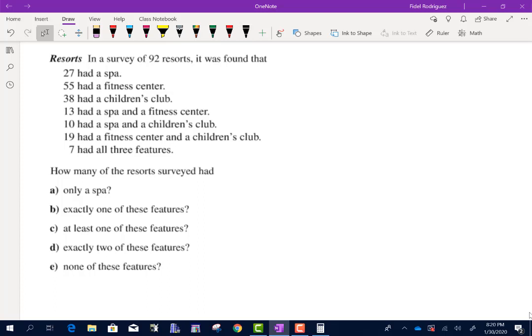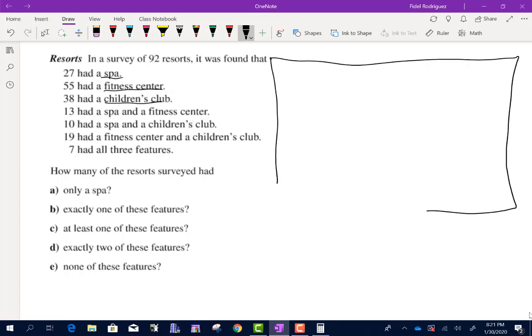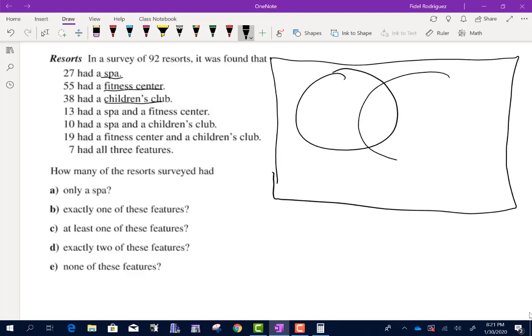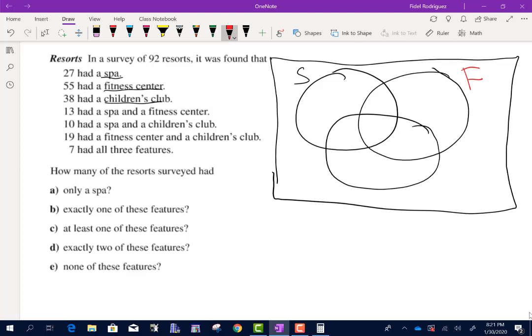Okay, so first thing I want you to notice, go here, 1, 2, 3. This Venn diagram, guys, is going to be one where we're going to have 3 circles. Okay? So I'm going to try to make my circles as big as possible. The bigger that I make them, or the cleaner that I make them, the easier this is going to be, okay? So let's go like this. Let's say that's the spa. Let's say this one here is for the fitness center. And let's say this one down here is for the children's club, okay?